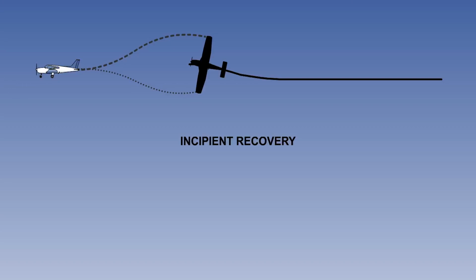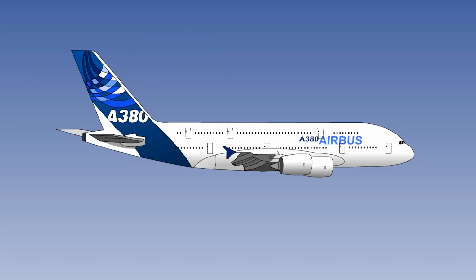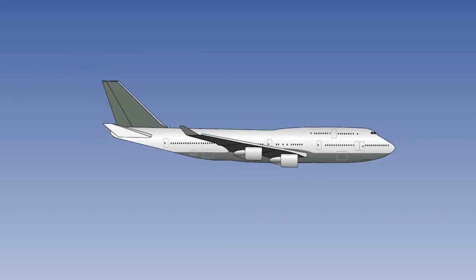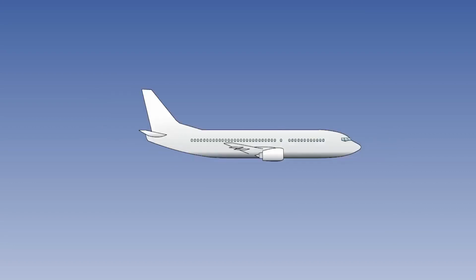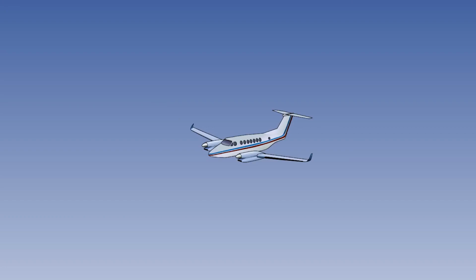Recovery from an incipient spin is simpler, quicker, and will incur a much smaller height loss than a full spin recovery. It usually involves centering all controls promptly, then regaining straight and level flight when rotation stops. Every aeroplane type has its own spin characteristics, and any individual aeroplane's spin behavior will depend on loading, power, configuration, and other factors.